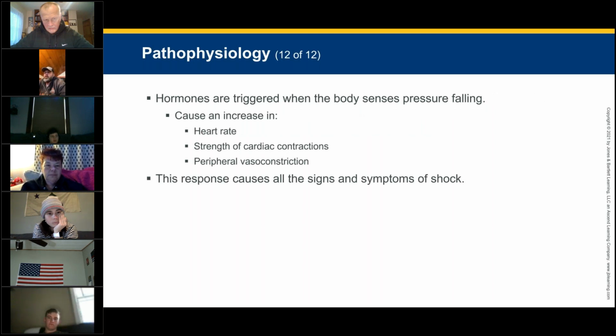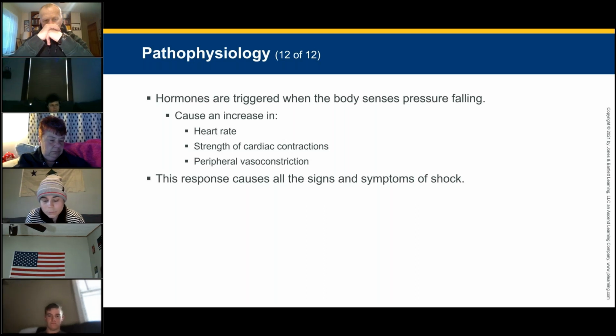The sympathetic side of the autonomic nervous system, which is responsible for your fight or flight response, will assume more control of the body's functions during a state of shock. This response causes a release of hormones such as epinephrine and norepinephrine. Hormones cause an increase in heart rate and in the strength of cardiac contractions, as well as vasoconstriction in non-essential areas, primarily in the skin and the GI tract. This response causes all of the signs and symptoms of shock in the patient.